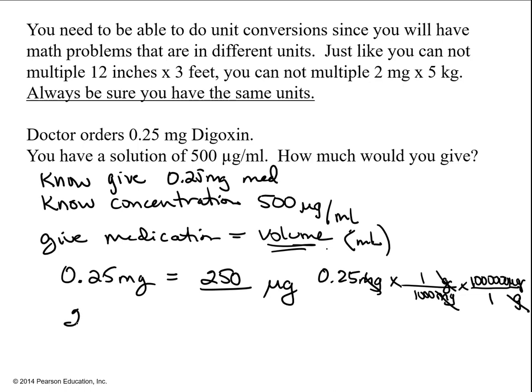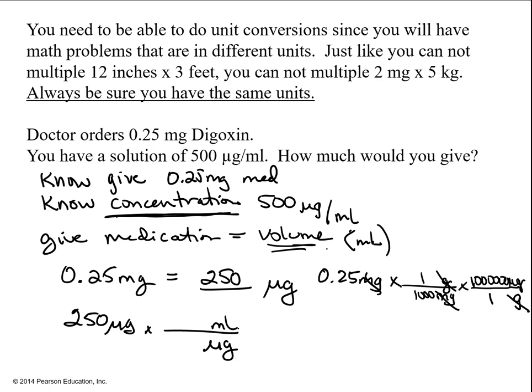So I can now take 250 micrograms, and I'm going to multiply it times the concentration. So concentration is micrograms per mil. So which unit do I want to put on the bottom? I want them to cancel. Out of this concentration, which unit, micrograms or milliliters, which do I want to put on the bottom? Micrograms. I want to put micrograms on the bottom, and I can put milliliters on the top. That is the solution concentration.